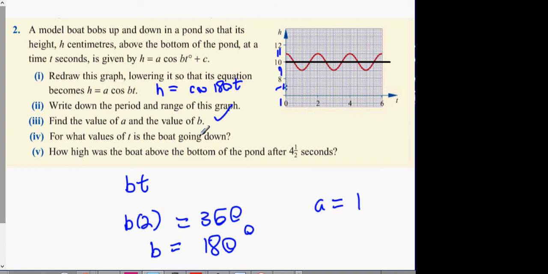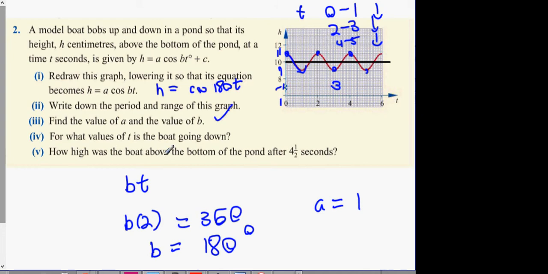For what value of T is the boat going downwards? Okay. So, right at the beginning, at T equals 0, it's on its way down all the way to T equals 1. So in between 0 and 1, it's going down. Then in between 2 and 3, it's also going down. And in between 4 and 5, also going down. So that's your answer there. It's on its way down.